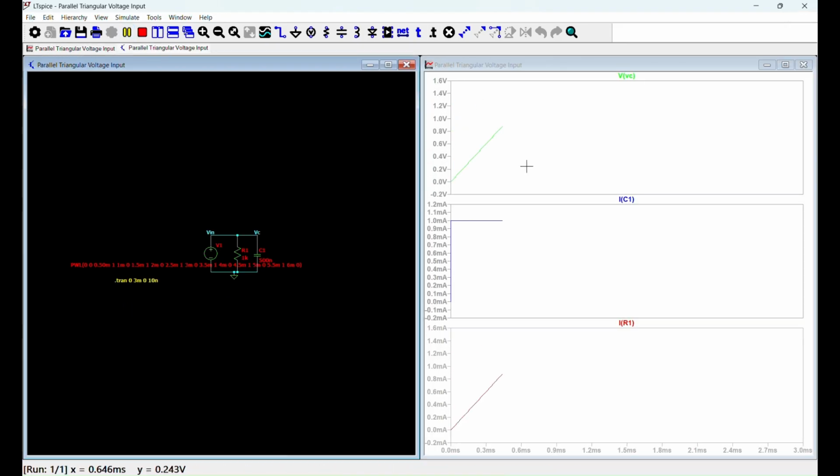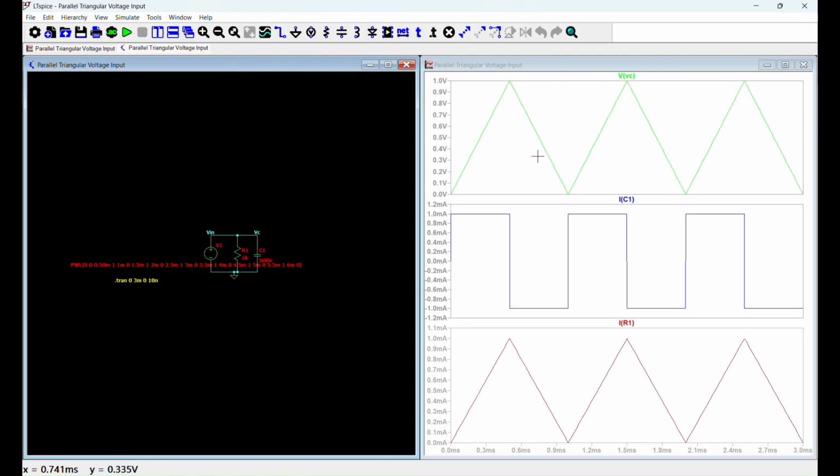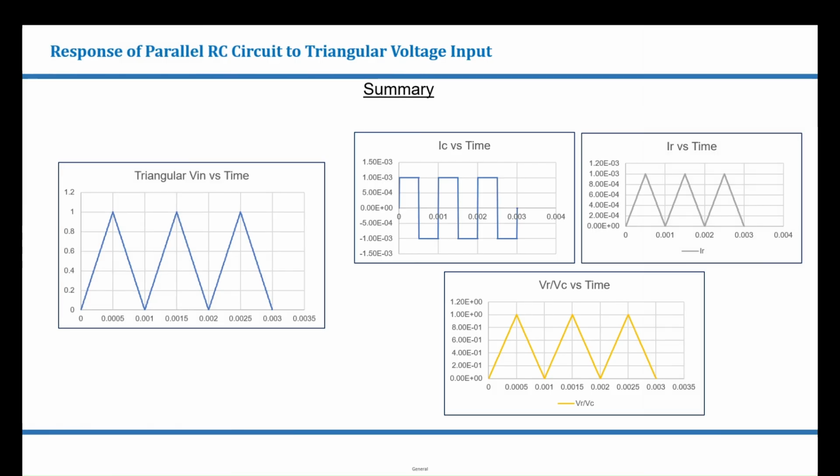Now on simulating this, we can see that this is the input voltage that we are feeding, which is the same as the voltage across capacitor and resistor. This is how the current flowing through the capacitor looks like. This is the current flowing through the resistor. Here is the summary. We can see how the input triangular voltage, which is fed to the parallel RC circuit, has transformed the current flowing through the capacitor.